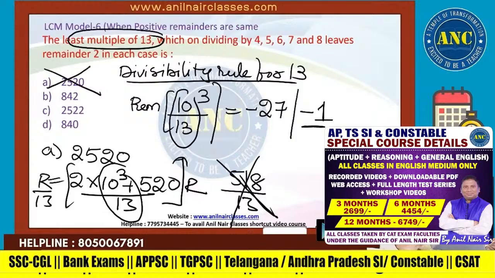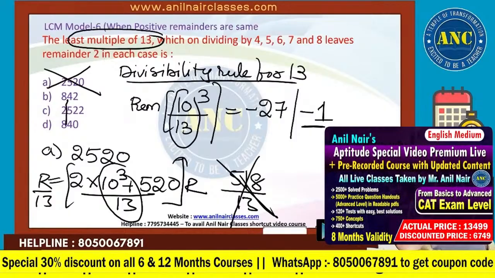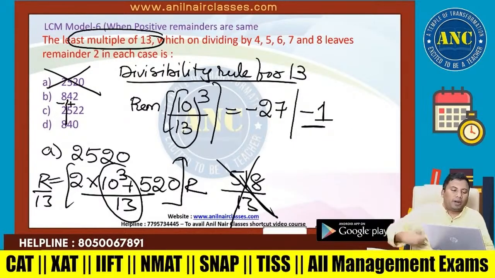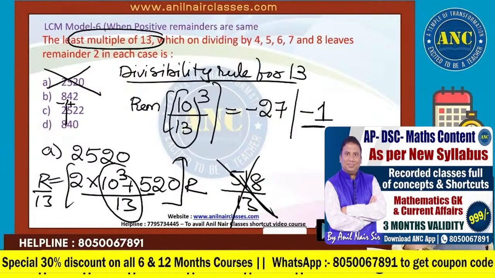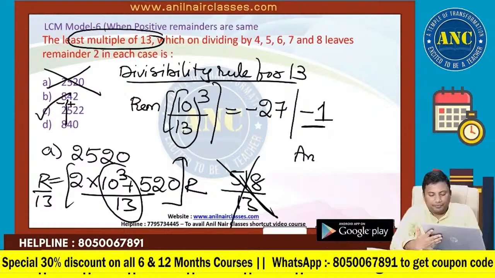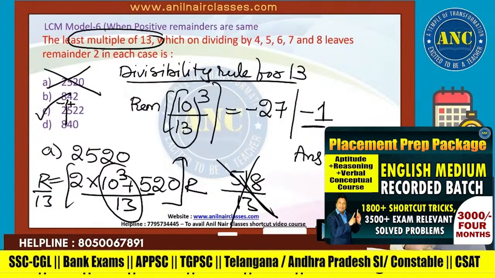First option is out. Third option, after 3 digits, put plus and minus. I will explain in prime numbers in detail. So 522 minus 2 is 520. 520 is divisible by 13. So the answer for this question is 2522.